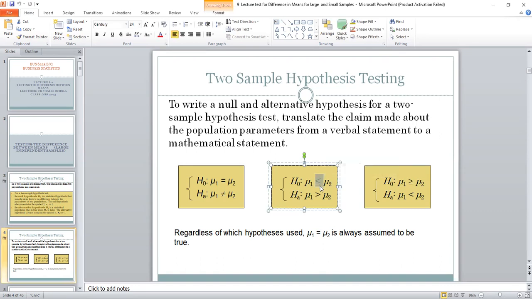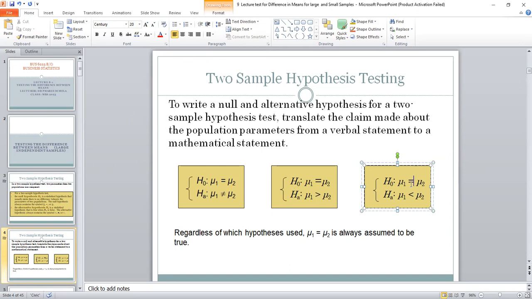This one here should be equal to, a position of neutrality. Mu1 is equal to mu2 against mu1 is greater than mu2. Then the third one is for less than: mu1 is equal to mu2 against mu1 is less than mu2. The same thing. So you state your hypothesis.